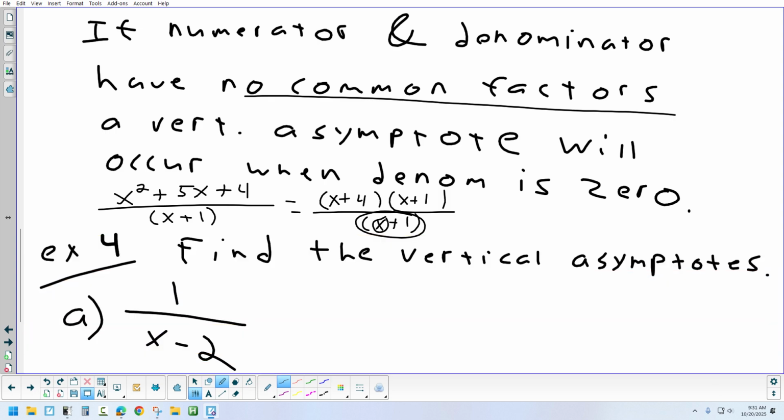All right, so let's try to find the vertical asymptote on this one. First, always start with x equals. And is there a common factor in the top and the bottom here? No. You don't have an x minus 2 in the top. That would be a common factor. So what value would cause you to divide by 0? 2. That's your vertical asymptote. x equals 2.